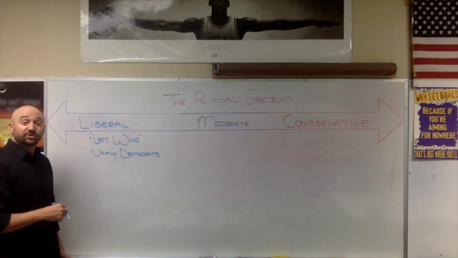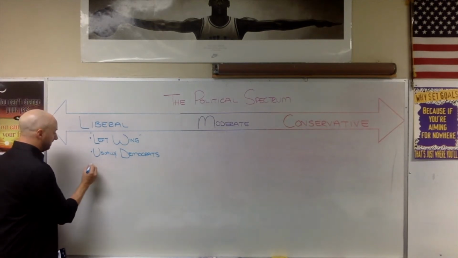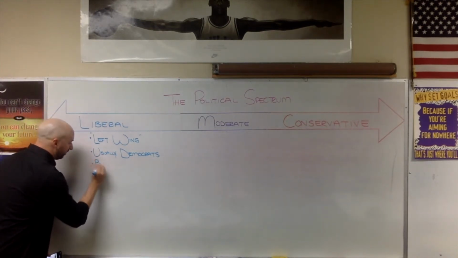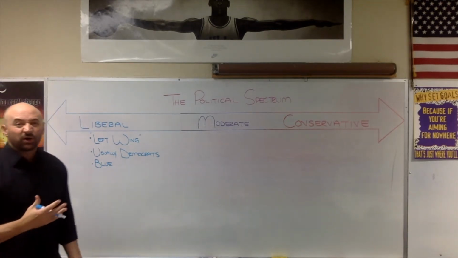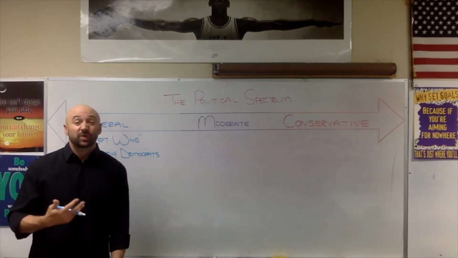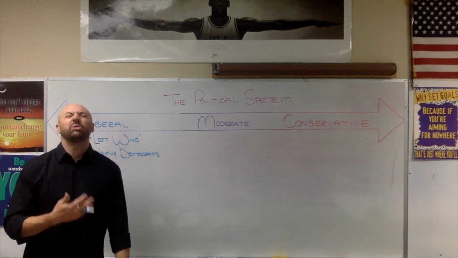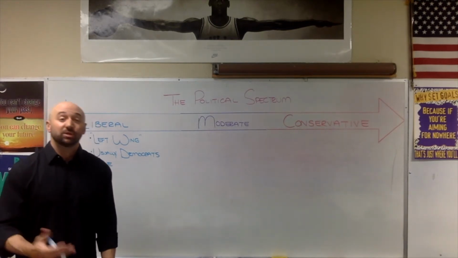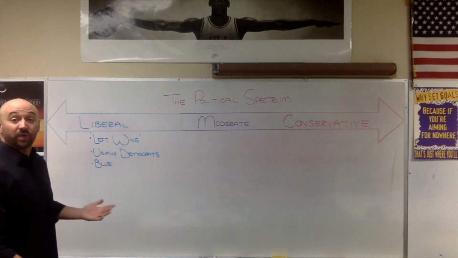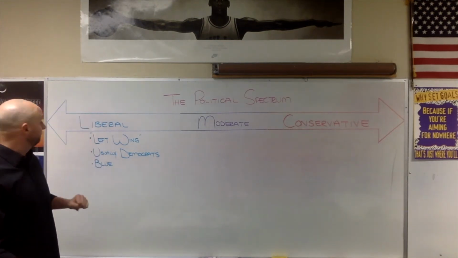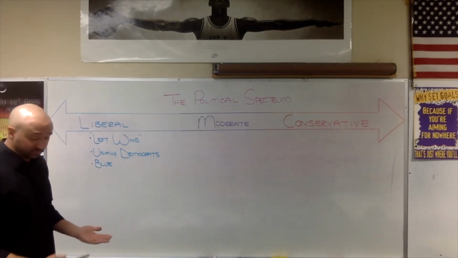Now, one thing we've learned in the past, the color that represents the Democratic Party, you guessed it, is blue. Liberals or Democrats are often referred to as blue bloods, or because they're so blue, they're so liberal, they bleed blue. So these three things are things you want to think about when you think about the liberal wing of the political spectrum. It's the left side. They're usually Democrats, and their color that represents them is blue.